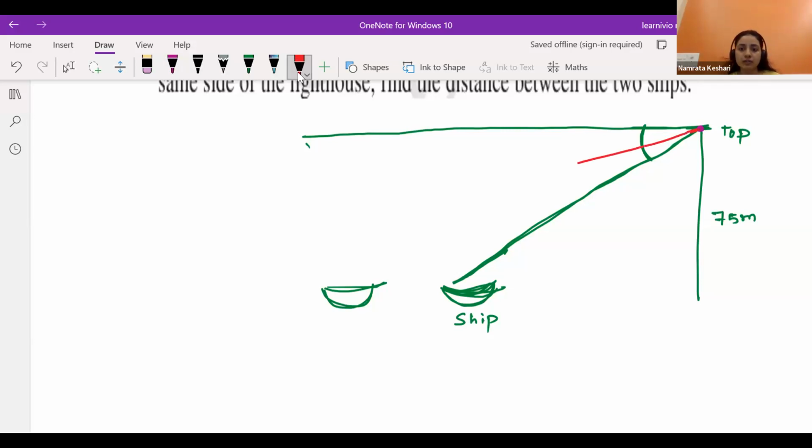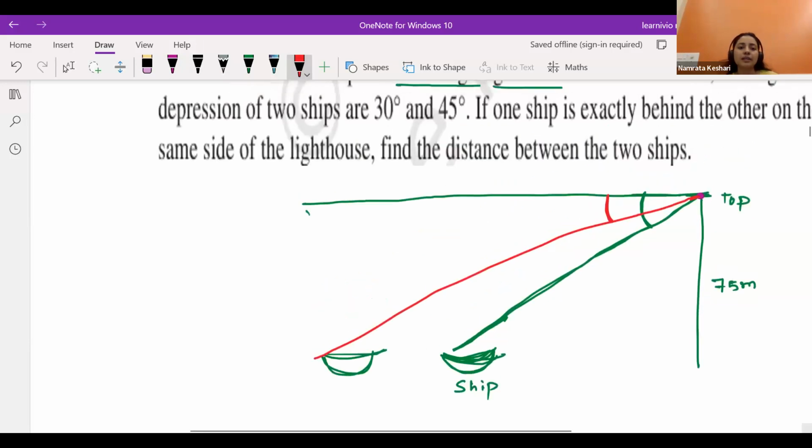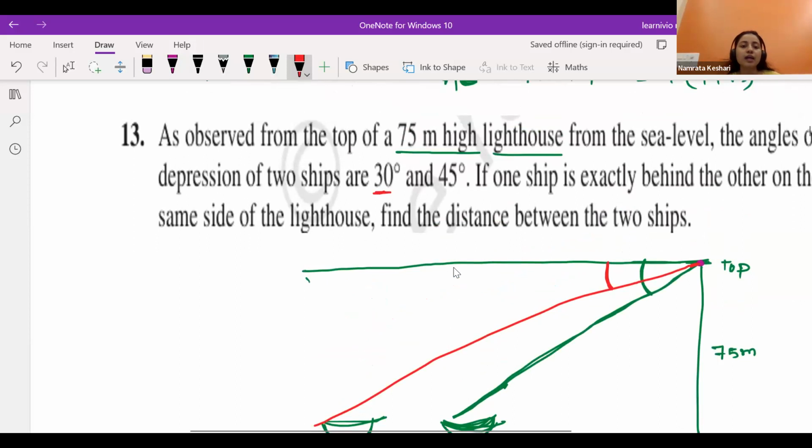Let's join this one. An angle of depression means the angle with the horizontal. Now we can see two angles over here, and two angles are given: one is 30 degrees, another is 45 degrees. The confusion is which one is 30 and which one is 45. It is clearly visible in the figure: the bigger angle must be 45 and the smaller angle must be 30 degrees, right? So this smaller angle must be 30 degrees and the bigger angle is 45 degrees, right?